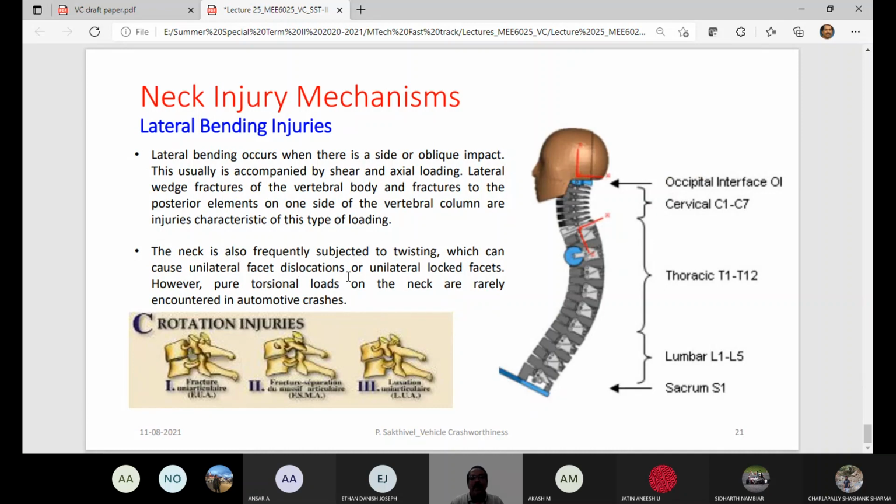This facet dislocation can happen. You can see here there is a dislocation, this move due to rotation. However, pure torsional loads on the neck are rarely encountered in automobile crashes. During a crash it is not happening because you stay like that. But during the crash, if you have attention on what is happening to your child, then of course you get a twist also at that time.